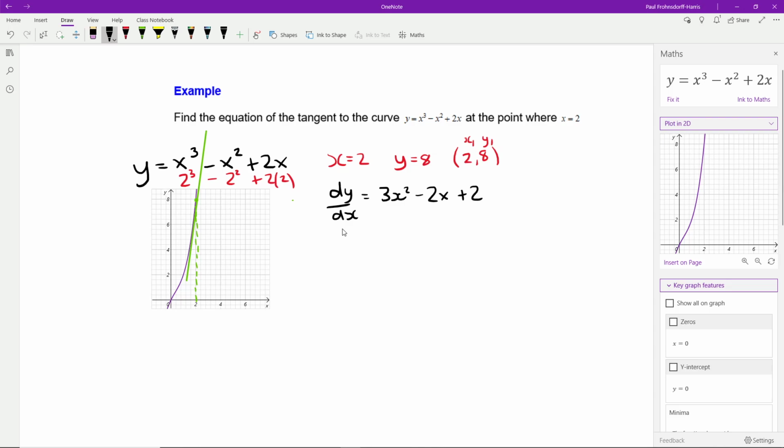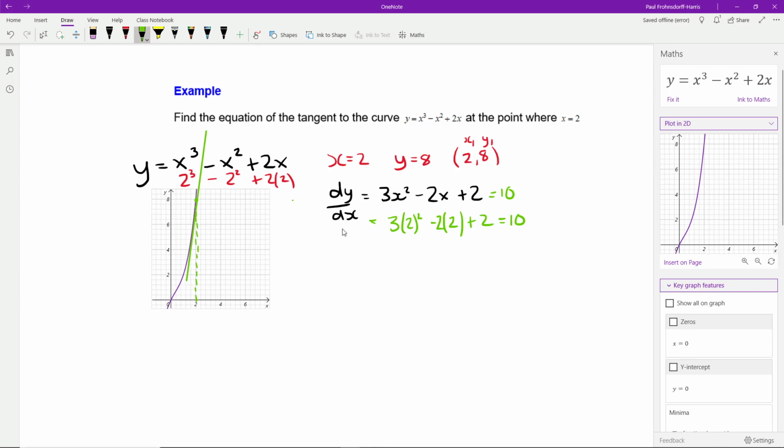But we know that x is 2. So let's rewrite that as equals 3 lots of 2 squared minus 2 lots of 2 plus 2. 2 squared is 4, 3 lots of that is 12, minus 4 is 8, plus 2 is 10. So we know dy/dx is equal to 10.